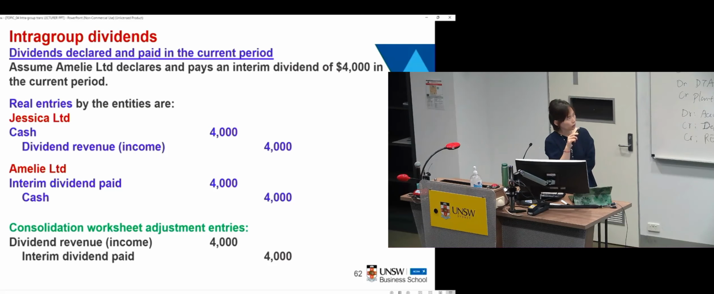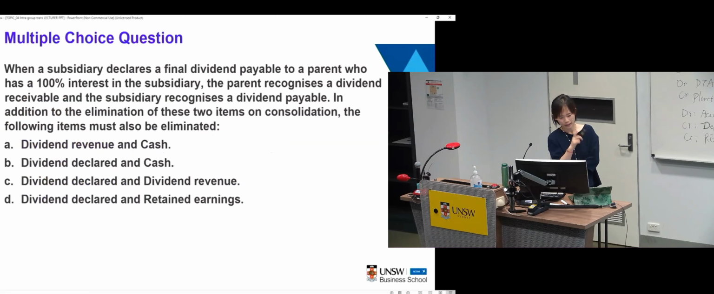Okay, so all you need to eliminate in the worksheet is a debit of dividend revenue against interim dividend paid. That's it. Okay. Now, once again, no tax effect entries are required because in Australia, dividend is tax-free. All right, now let's look at the following MCQ question.